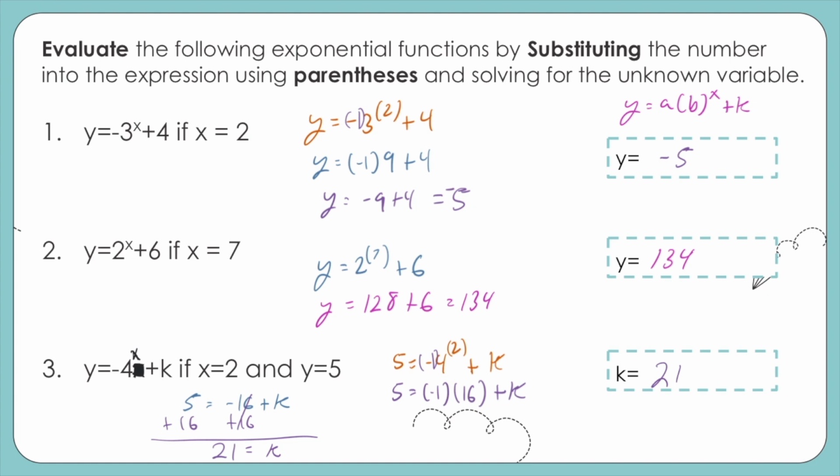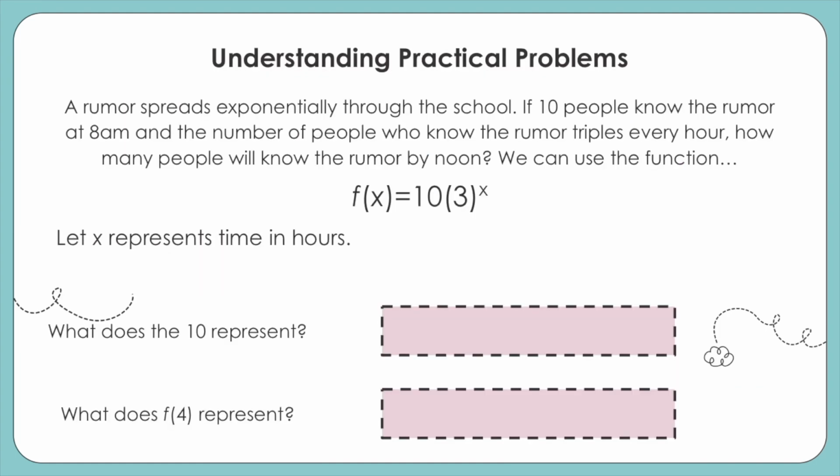Now let's take a look at some practical problems. So here we're going to take a look at understanding practical problems. A rumor spreads exponentially through the school. If 10 people know the rumor at 8 a.m. and the number of people who know the rumor triples every hour, how many people will know about the rumor by noon? We can use the function f of x is equal to 10 times 3 raised to the x power. So x in this case is going to represent the time in hours.